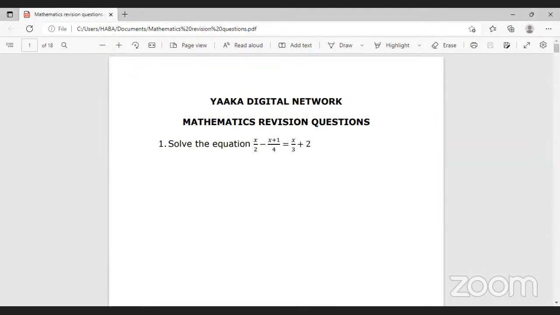Mathematics revision questions, basically for the Uganda Certificate of Education. I request that we have our calculators near, as I want this to be a very interactive session. Once we are called upon to do some discussion, we can unmute and speak.